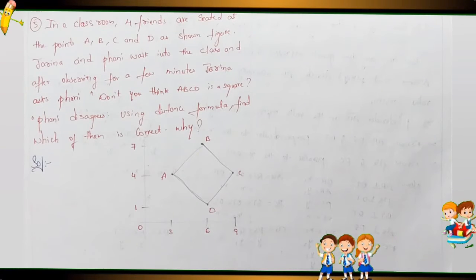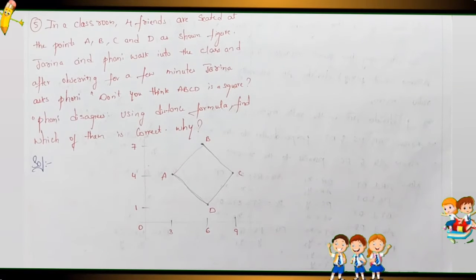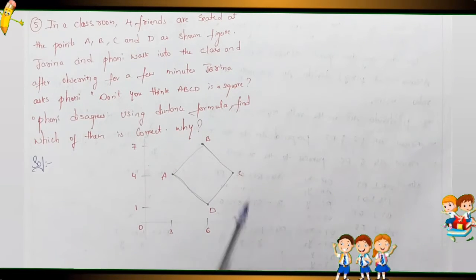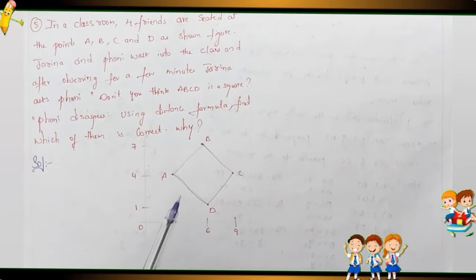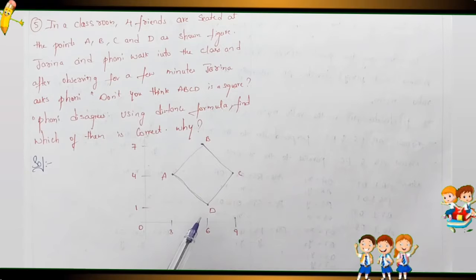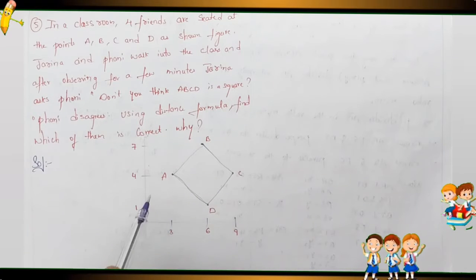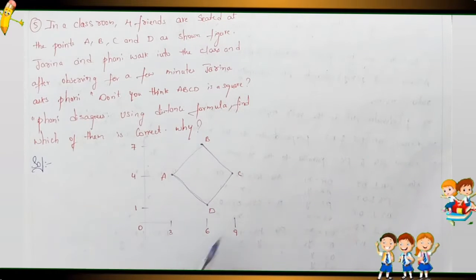Now see the next problem. What is it asking? Next problem, the fifth one. In a classroom, for example, a given note from the chart. So this is the classroom. The 4 friends are seated at the points A, B, C, D, given, seated in the 4 arrangement. A, B, C, D as shown in the figure.